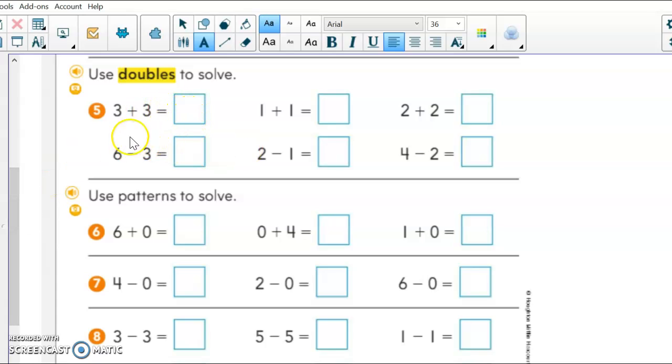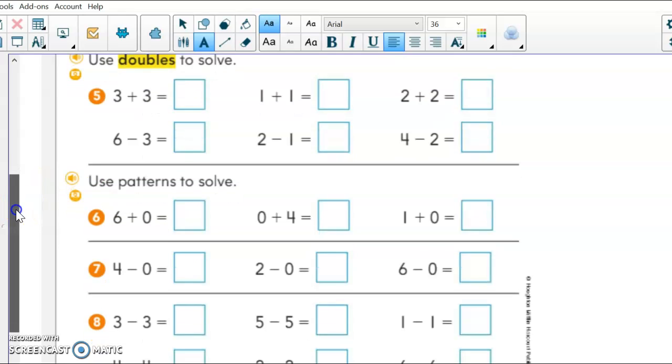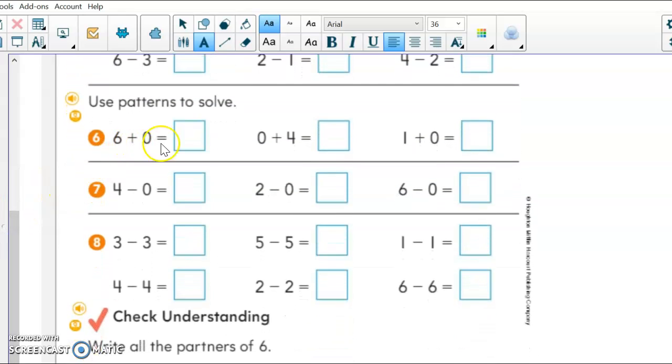Use that 3 plus 3. And then this is a related equation underneath. So we have 3 plus 3 equals 6. That's right. And then we can see the 6 right here. Take away 3 would be 3. That's right. Using your doubles facts. In number 6 and 7, you can see that we're adding 0 and taking away 0. And we just talked about this, and we know that when we're adding 0 and subtracting 0, it gives us the same number. So that number that you see right there, that's what you put in the box. It's super easy.